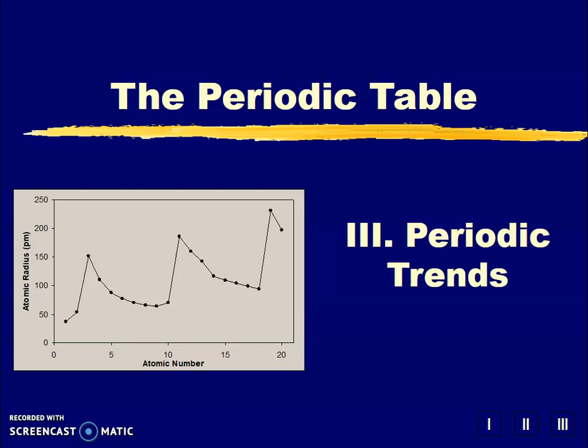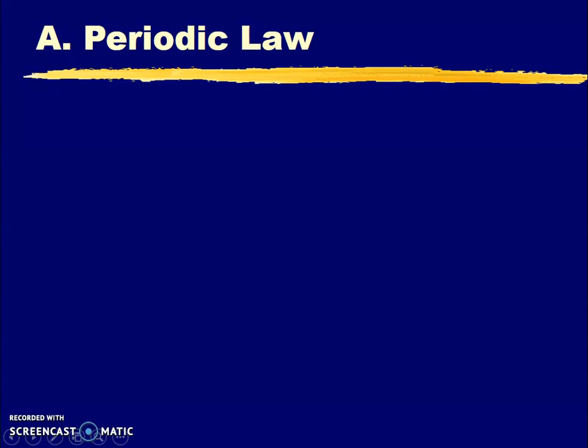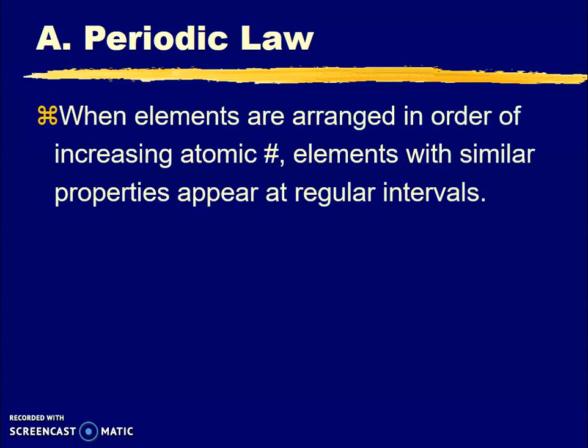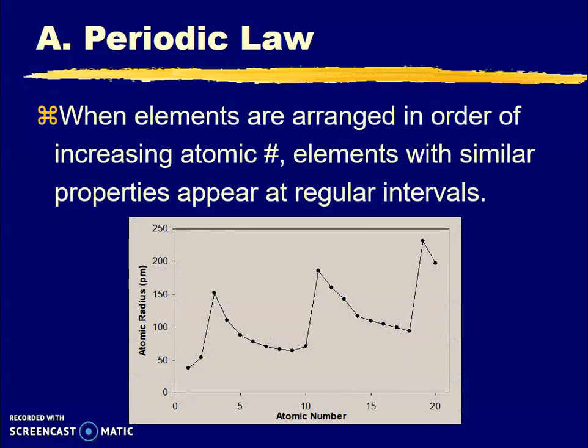All right, now that we have been introduced to the periodic table and what kinds of information is provided on that periodic table, let's talk about some trends that we can see with these atoms and the way that they're arranged on that periodic table. So let's talk about periodic law. The periodic law states that when elements are arranged in order of increasing atomic number, then elements with similar properties appear at regular intervals. So that's the reason the periodic table is arranged the way that it is.